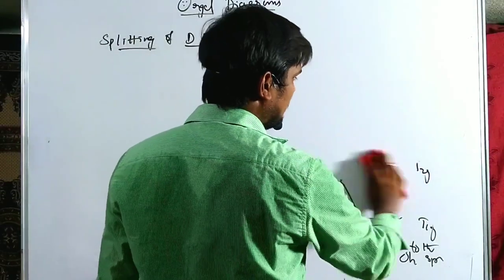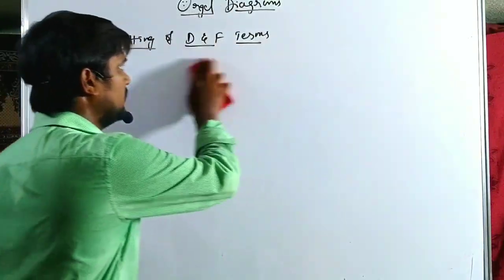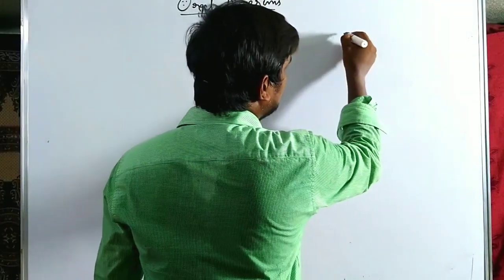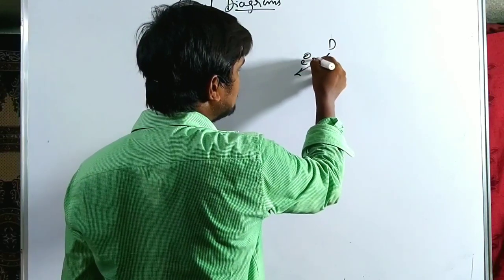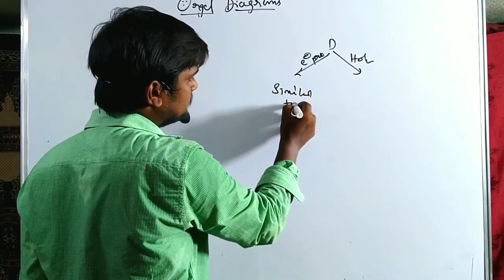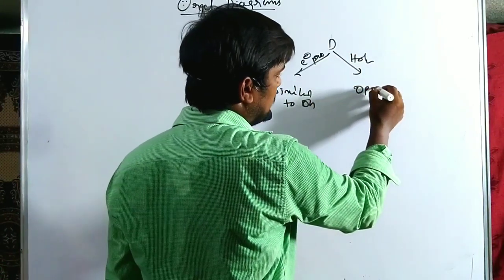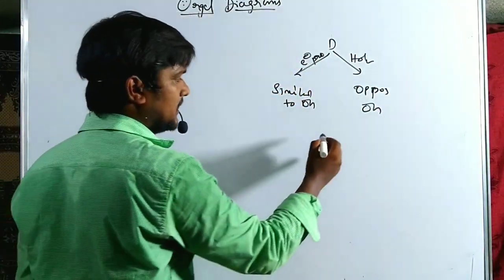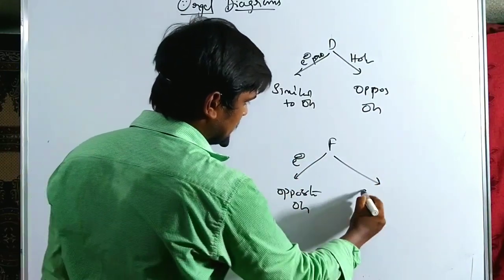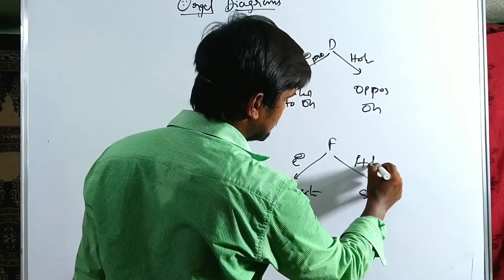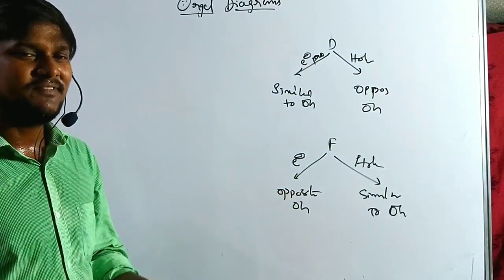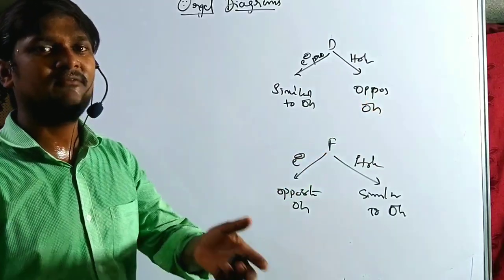How they are used in the Orgel diagrams is based on electron promotion and hole inversion. We have now discussed electron promotion and hole inversion, so I'll give a small table. In the case of the D term, electron promotion is similar to the octahedral, and hole inversion is opposite to the octahedral. In the case of the F term, electron promotion is opposite to the octahedral, and hole inversion is similar to the octahedral. These two are helpful to identify the similar diagram or opposite diagram for our d electron system.